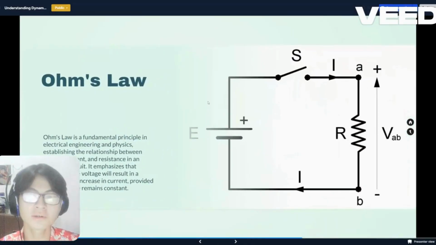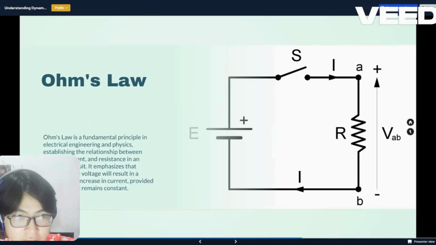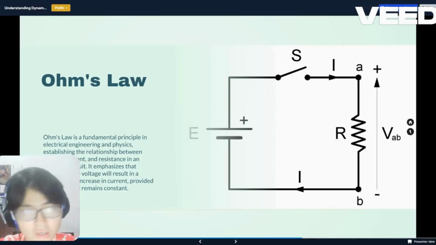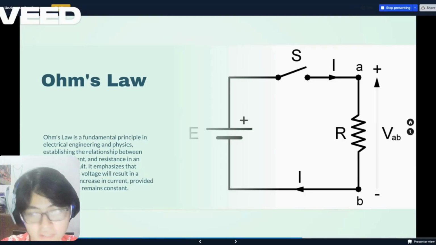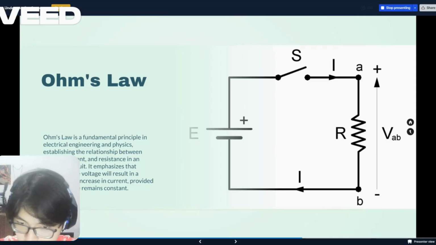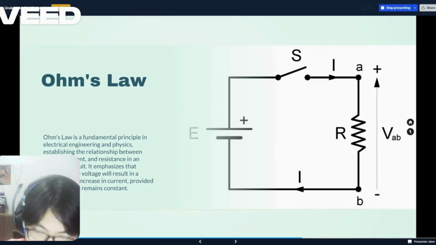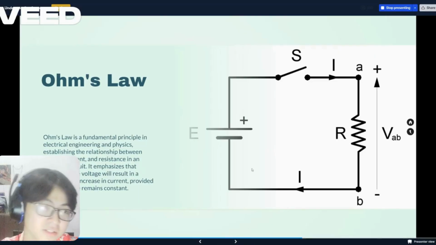Alright, so we get to Ohm's law, which I've already said we're going to explain, so now we're going to explain it. So basically, what is Ohm's law? Ohm's law is a fundamental principle in electrical engineering and physics, establishing the relationship between voltage, current, and resistance in an electrical circuit. It emphasizes that increasing the voltage will result in a proportional increase in current, provided the resistance remains constant. Alright, that's basically it.